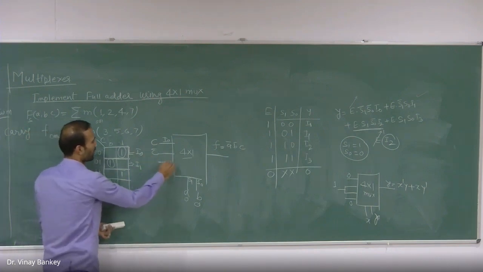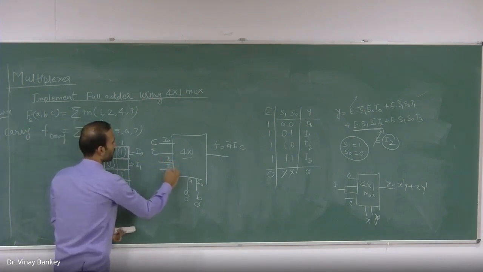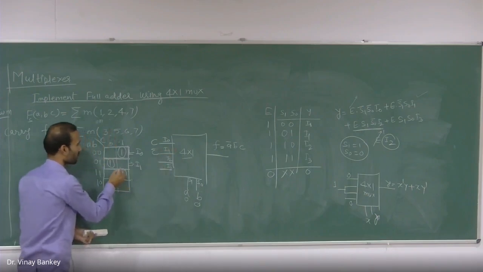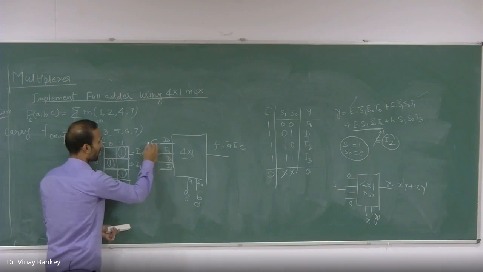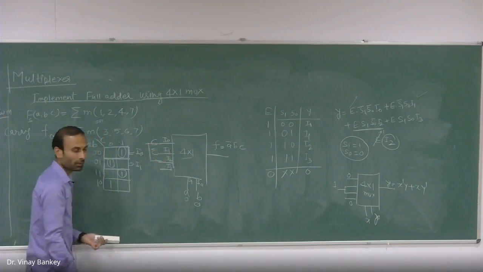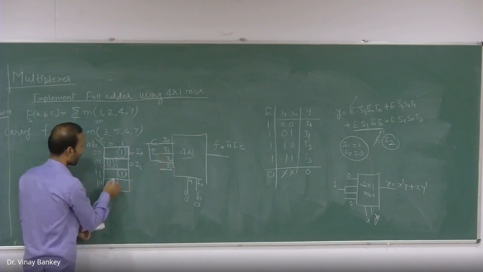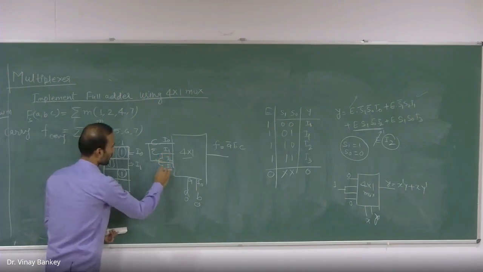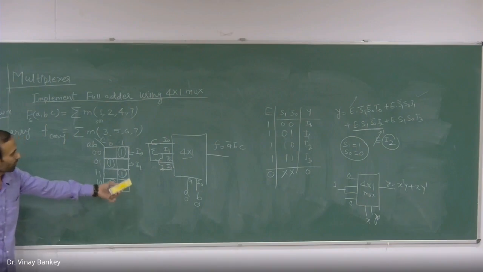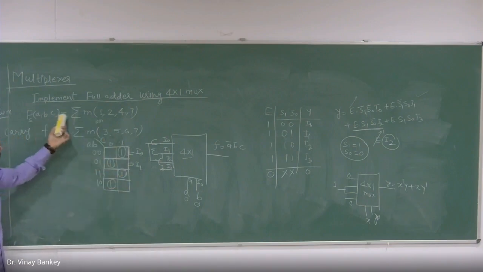And for this I2, we should connect this I2 as a C. So we can extend this line and we can connect like this. And here for I3, again we will connect to C bar. So this will be connected to C bar. So in this way, you can implement this summation part of this full adder.